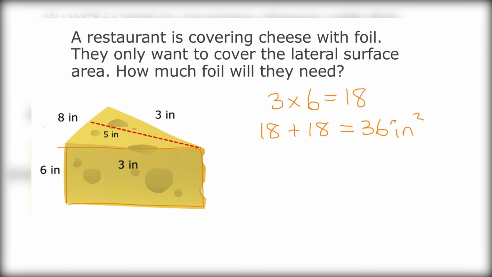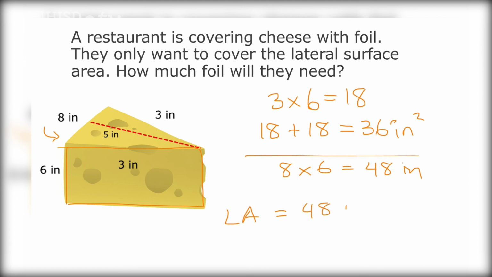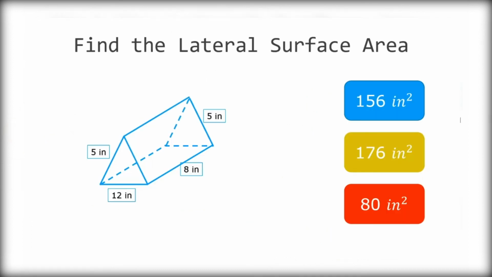Then the only rectangle that I will be missing is the rectangle on this back side, and that rectangle is given by the multiplication 8 times 6, which is equal to 48 square inches, and that means that the lateral area is going to be equal to 48 plus 36, and that's going to be equal to 84 square inches, and that's going to be the answer for this problem. And now is your turn.